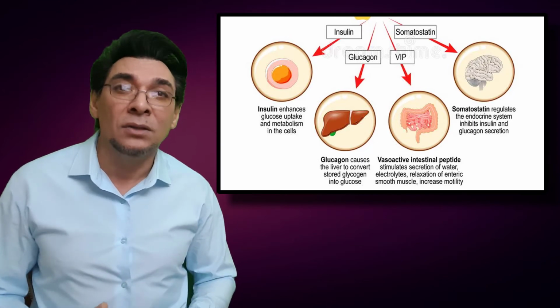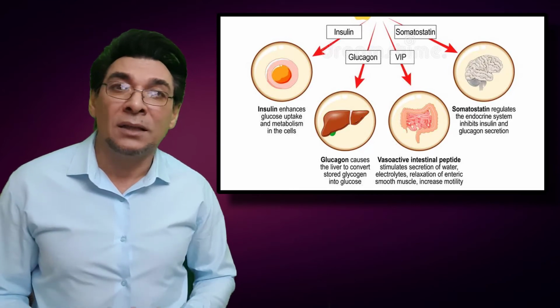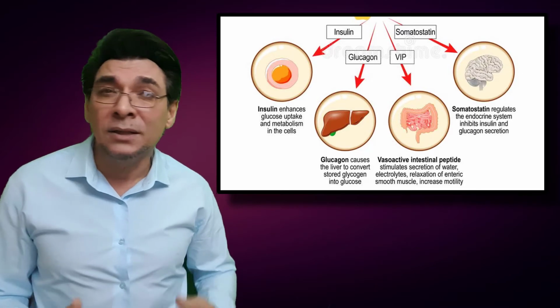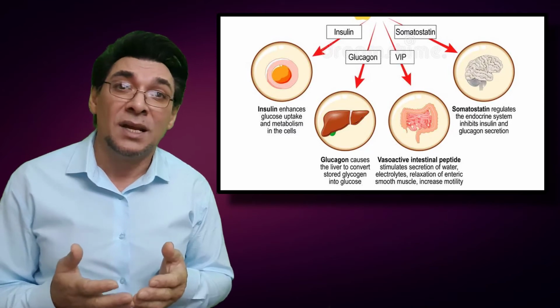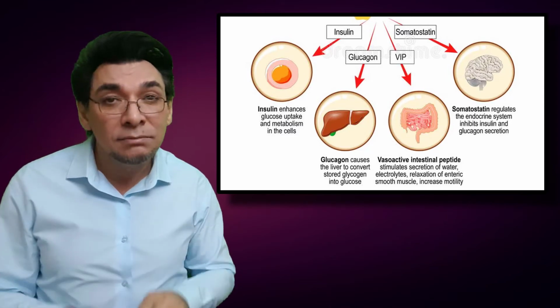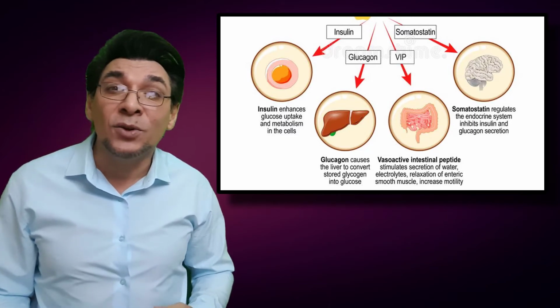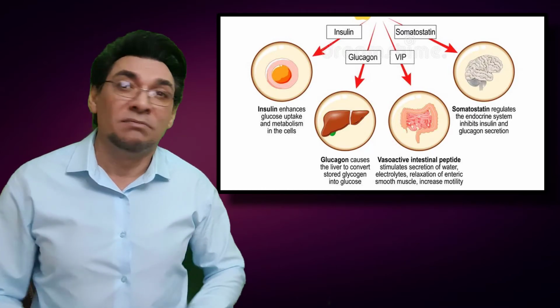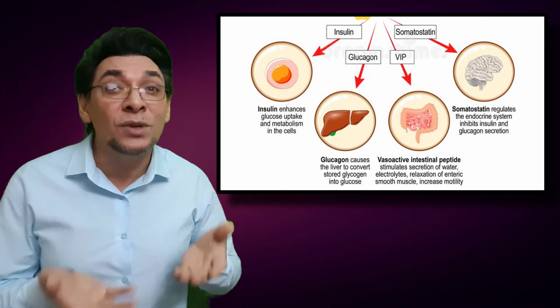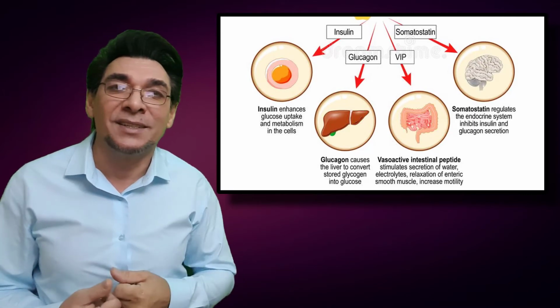Insulin and glucagon together regulate blood glucose levels. When blood glucose levels increase, insulin secretion increases and glucagon secretion decreases. When blood glucose levels decrease, the rate of insulin secretion declines and the rate of glucagon secretion increases.